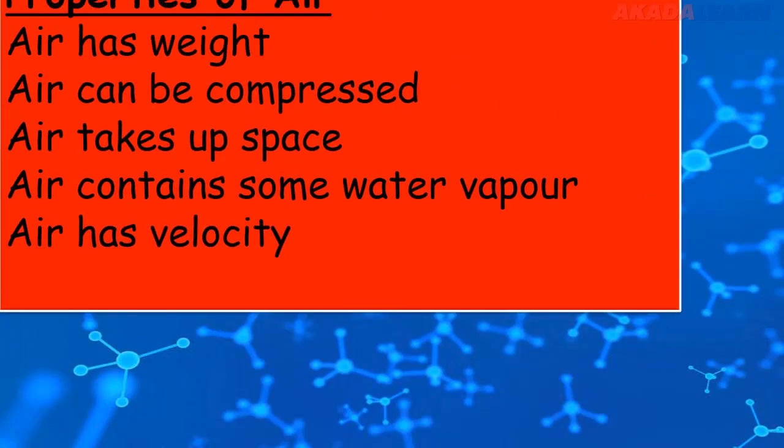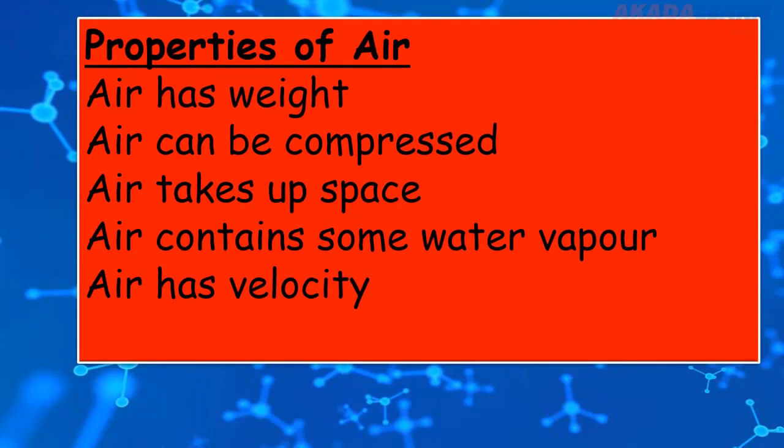So, what are the properties of air? Air has weight, that's why it is matter. Air can be compressed. Air takes up space, amongst the properties of it being a matter. Air contains some water vapor, and also air has velocity, that is in wind.